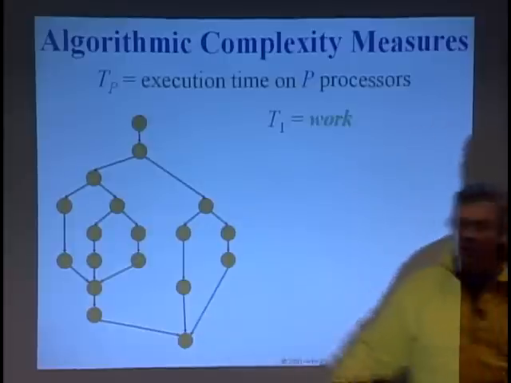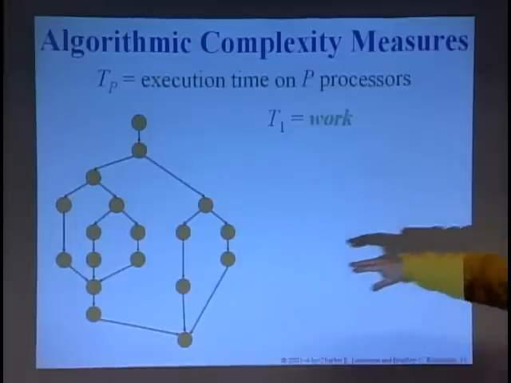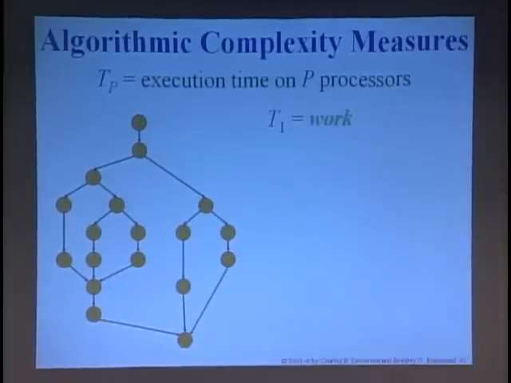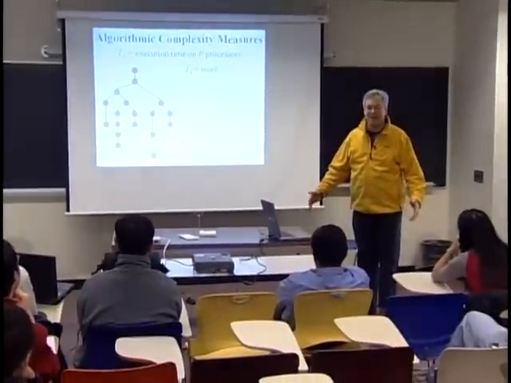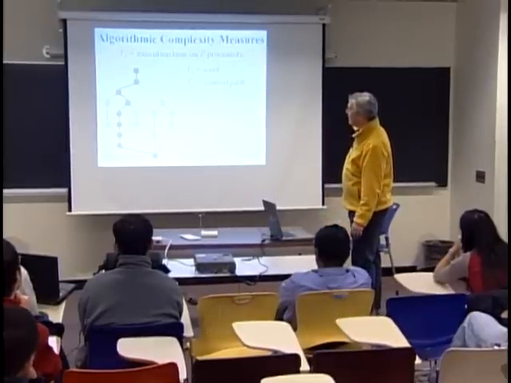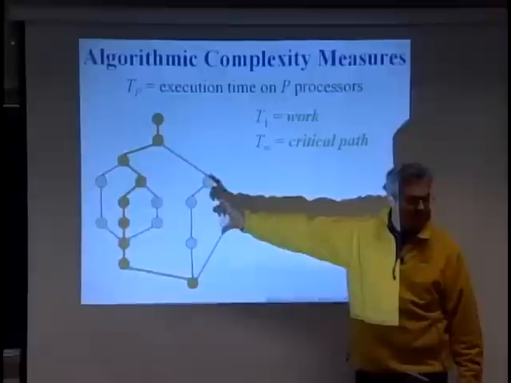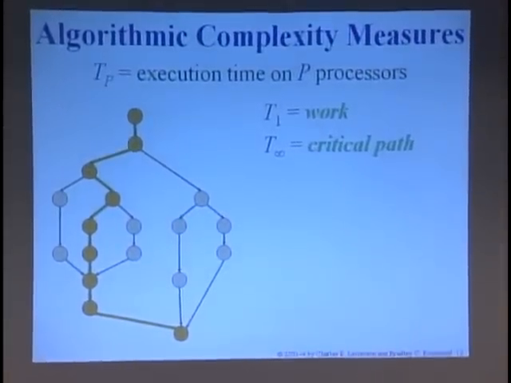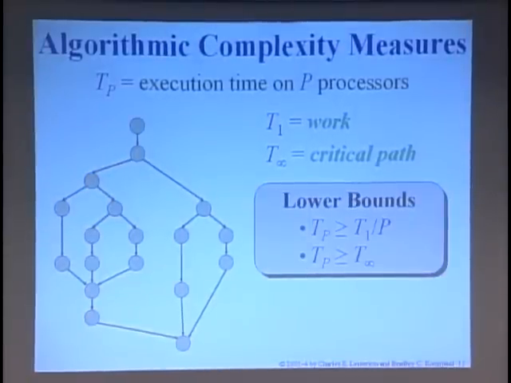T1 is the work of the graph, which is the total time it would take to run that graph on one processor. If you assume these things all cost unit time, it's just the number of nodes. So for this graph, what's the work? I heard 18. Let's see. And the critical path is the longest path. If these nodes weren't unit time, you'd have to weight them according to how much time they actually run. So the critical path here is what? 9. So I think those are right.